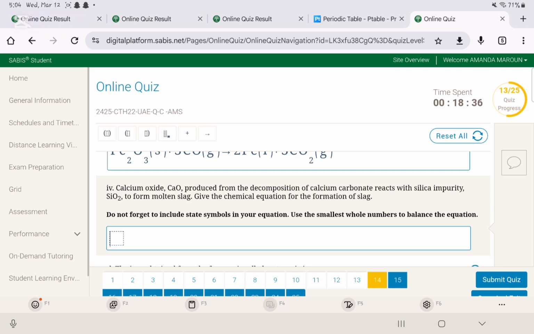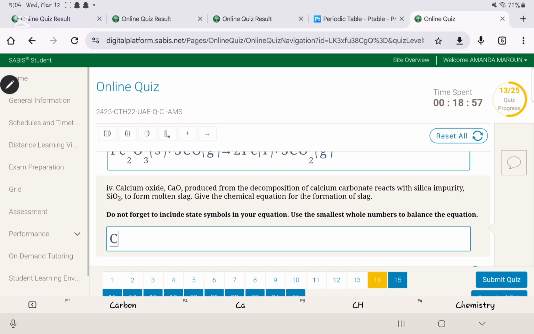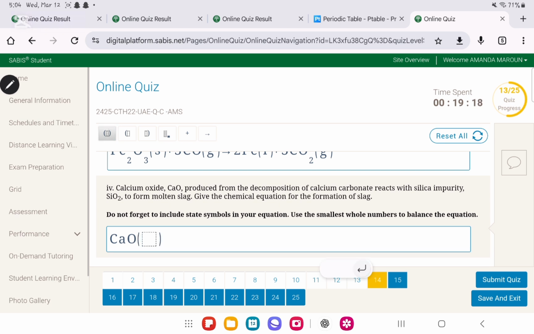Now, for the last part, they said calcium oxide, CaO, produced from the decomposition of calcium carbonate, reacts with silica impurity, SiO2, to form molten slag. Give the chemical equation for the formation of slag. Slag, it is formed by what? Calcium oxide. They told us calcium oxide over here, CaO, it is what? It is a solid.